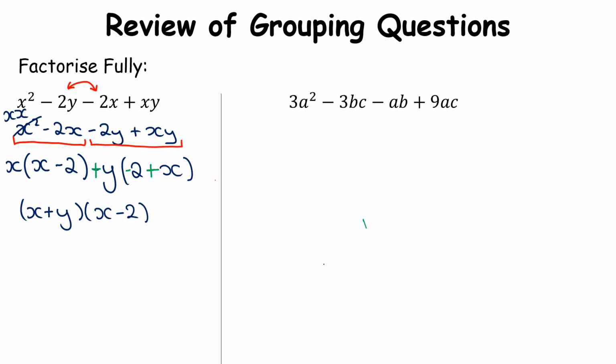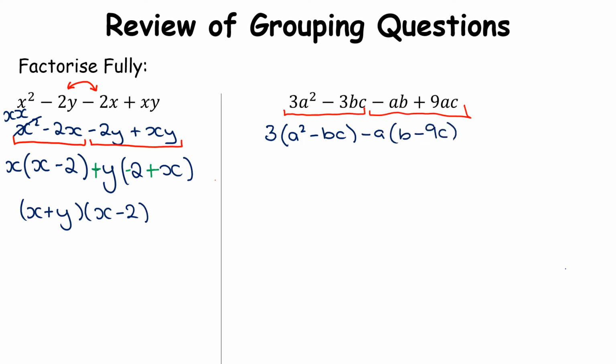So the next one here is an interesting question because it was part of the section where I said you need to rearrange it. However, some of you may have gone, oh, well, why? Because actually there's a 3 common in this group and there's an a common in that group, so could I not just factorize as is? So let's see what would happen if we did that. So 3 is common, left with a squared minus bc, and I will pull out a minus a, and I'm left with b minus 9c.